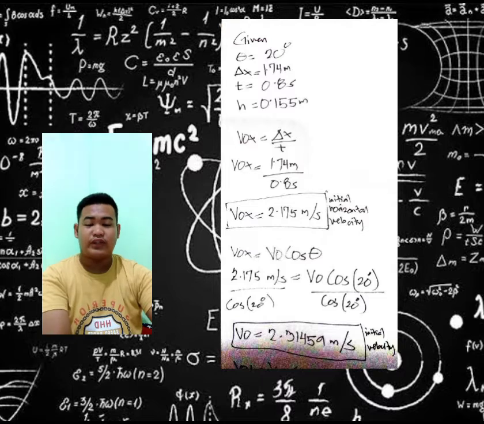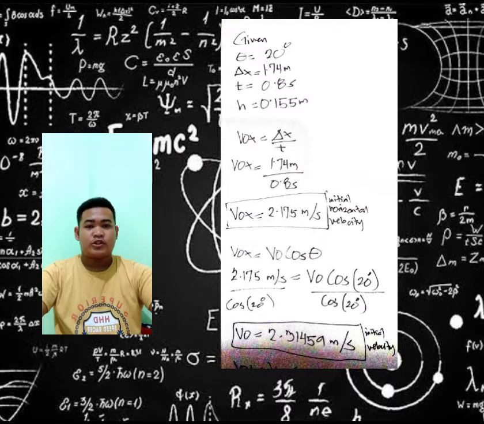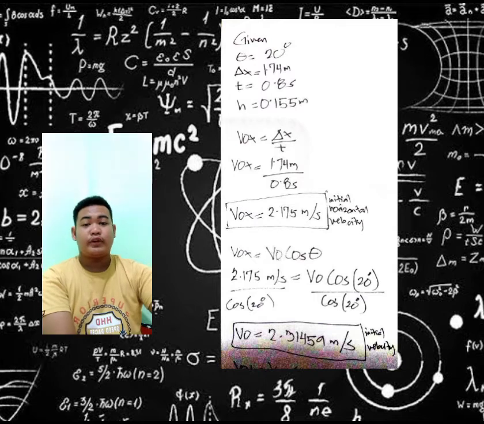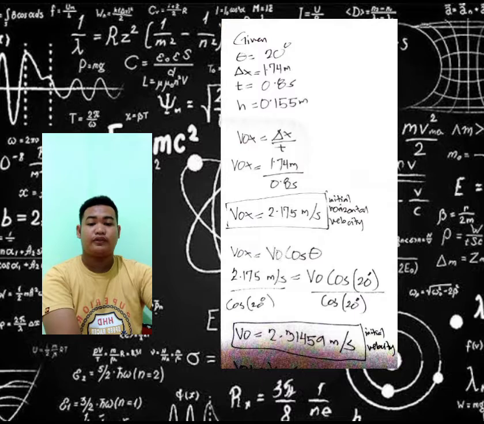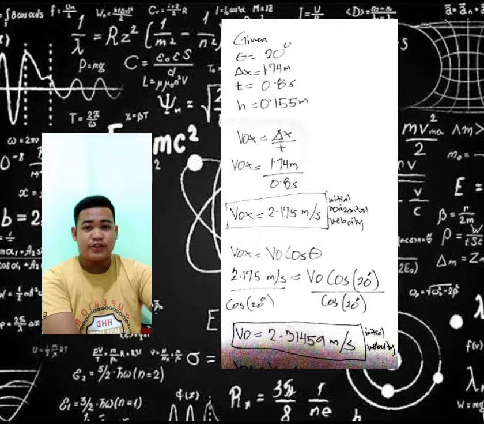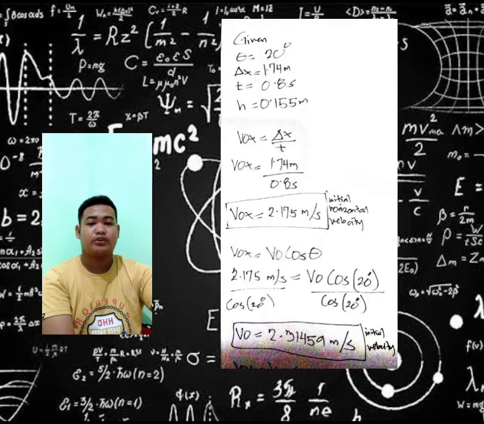First, we're going to solve the initial velocity. So we'll proceed in getting the initial horizontal velocity. The formula for initial horizontal velocity is Vox equals range over time. So our range is 1.74 meters over our time, which is 0.8 seconds. So the answer is 2.175 meters per second. That's our initial horizontal velocity.